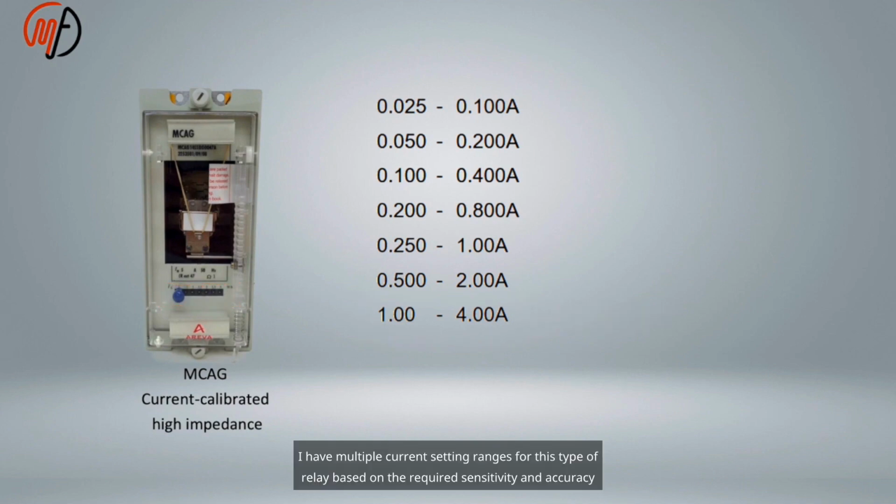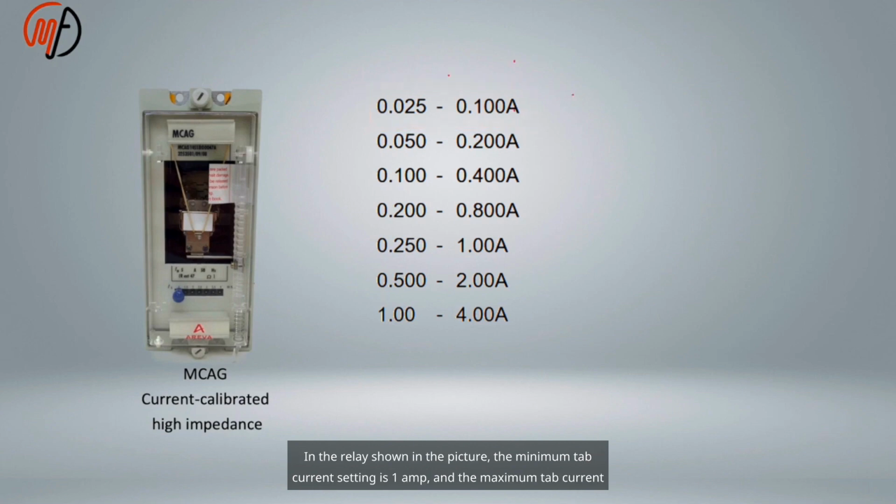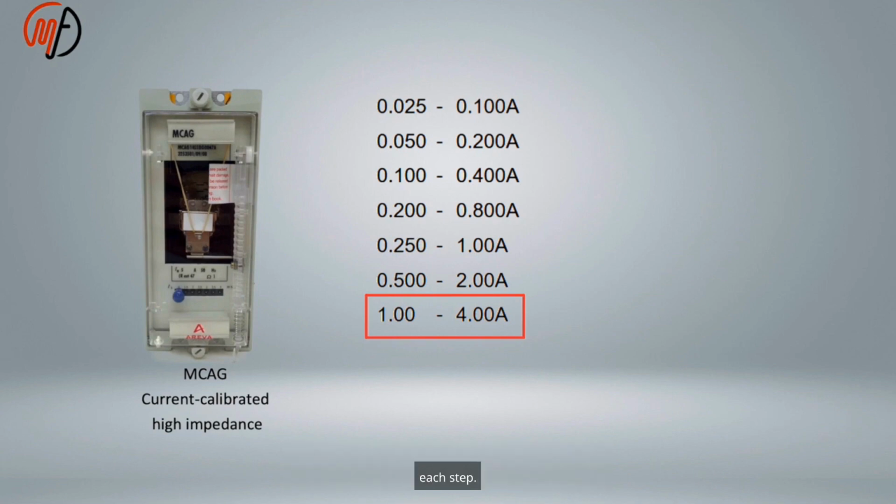There are multiple current setting ranges for this type of relay based on the required sensitivity and accuracy, with relays ranging from 0.025 to 0.1 as a maximum. Each step can be calculated by taking the maximum tab value minus the minimum tab value and dividing by 6. In the relay shown in the picture, the minimum tab current setting is 1 amp and the maximum tab current setting is 4 amps. We can calculate the step by taking 4 minus 1, which equals 3, and then dividing by 6, which gives us 0.5 for each step.